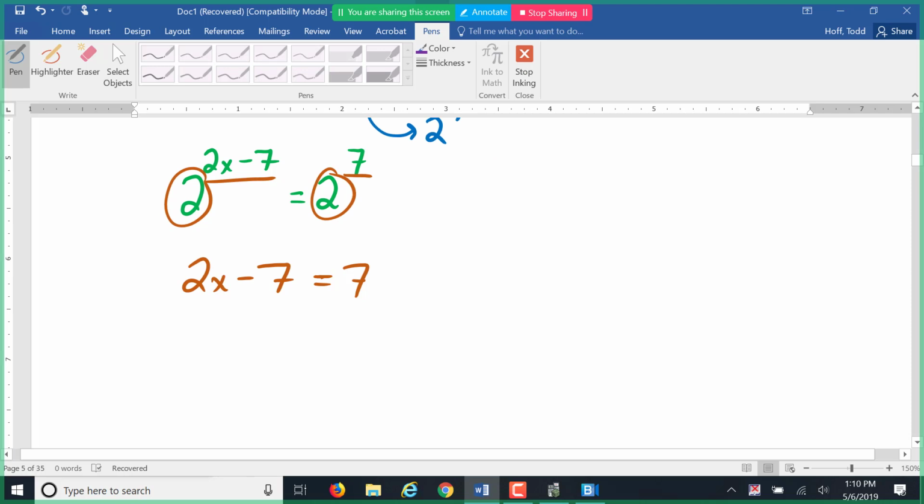What do we do to solve this? Add 7. 2x is 14, and then divide by 2. X equals 7.